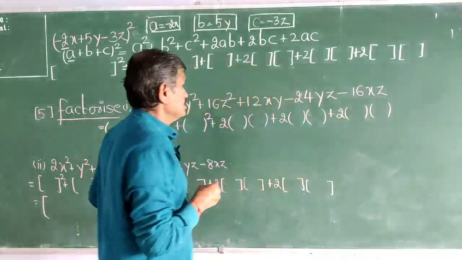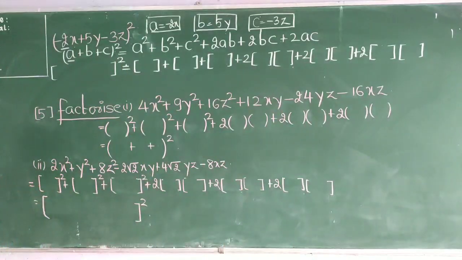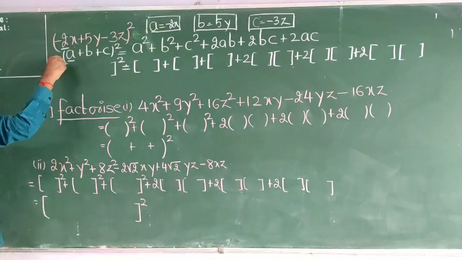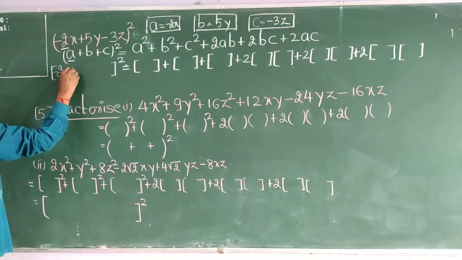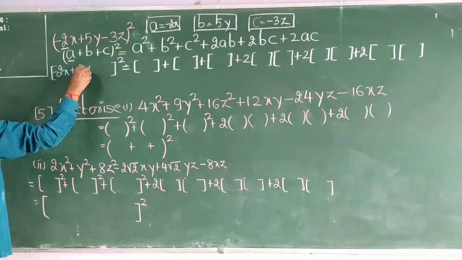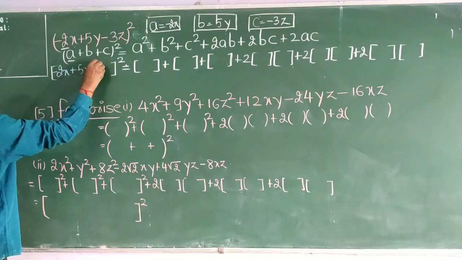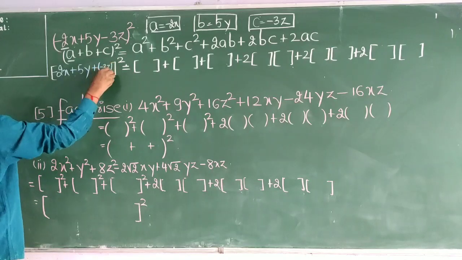So what I will do, in these empty spaces I will substitute the values of A, B and C. Where I find A, there I have to put minus 2x. In place of B I have to put 5y. In place of C I have to put plus of, this is minus 3z.